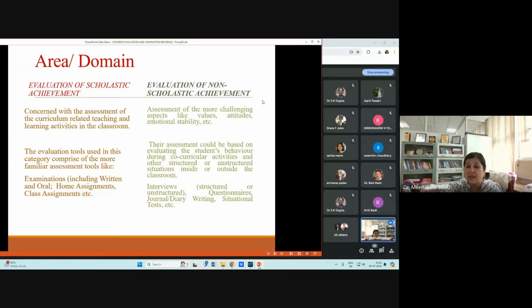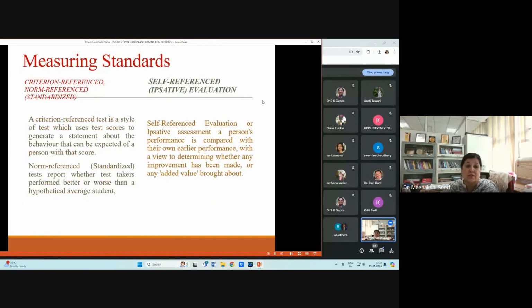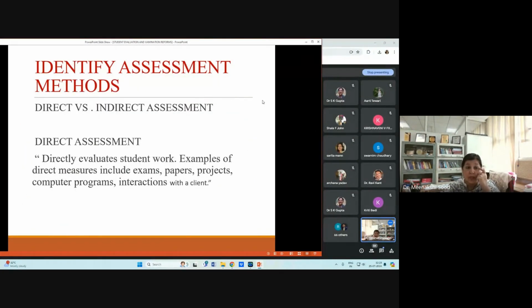But as I said, the problem with our education system right now is we focus entirely on the academics, right? And the scholastic achievement is the parameter of being educated, rather than the non-scholastic achievements. Okay, so just to give you an idea about this one. So this is the part of the evaluation.